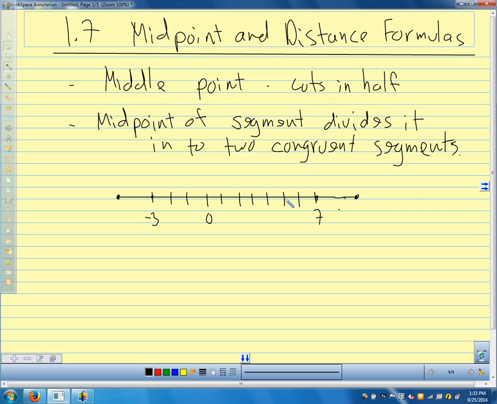And what does that 5 tell us? 5 spaces away from each of these. So what point is 5 spaces away from -3 and from 7? 2. So that's our midpoint. And what we did was we added these two together and we divided by 2.